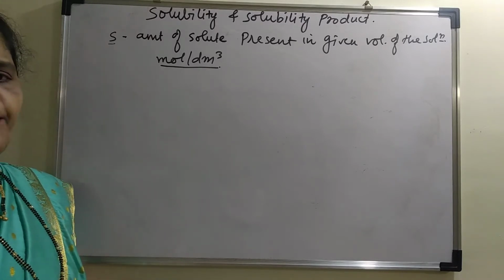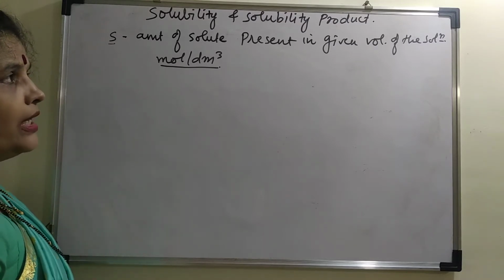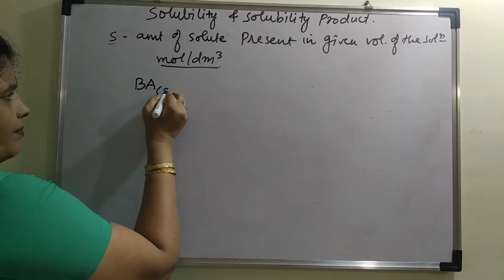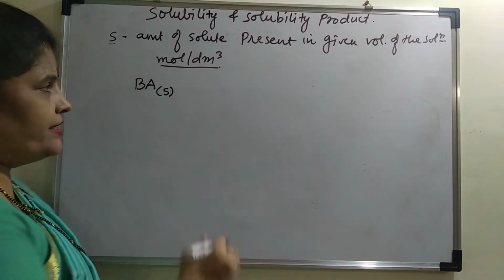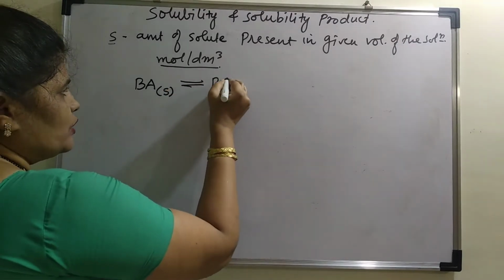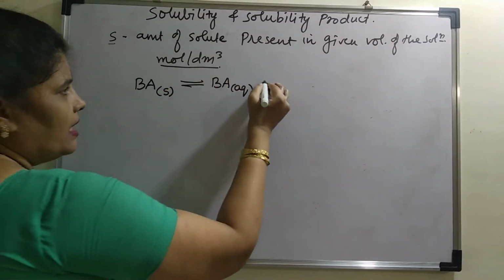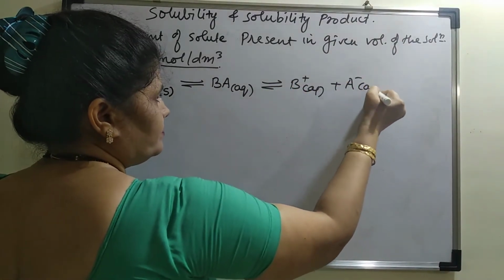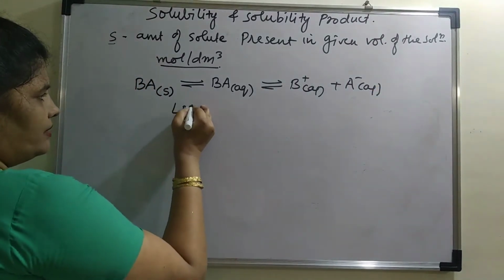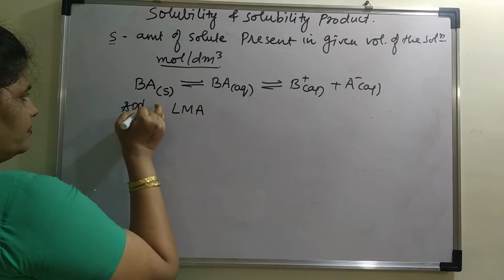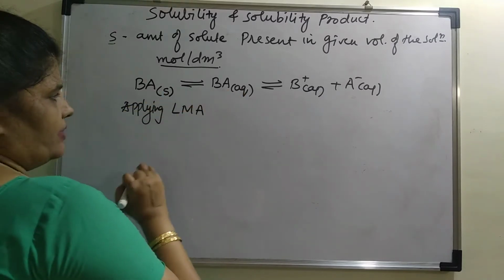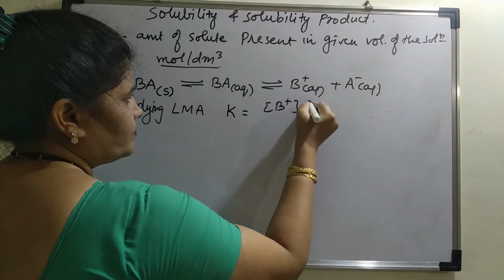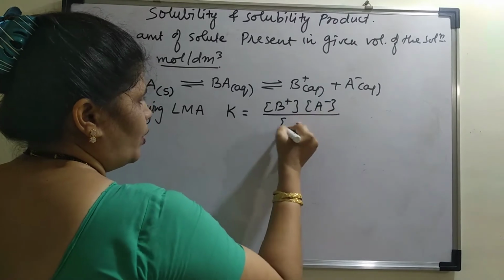Now what is solubility product? To understand that, let us go through the derivation. Here I have considered a sparingly soluble salt, that is AB. The salt is first in its solid state. Then I will dissolve this in a suitable solvent. So I will write here aqueous and then it will give me the corresponding ions. Applying law of mass action to this equation, what I will get is K is equal to B plus A minus upon AB.